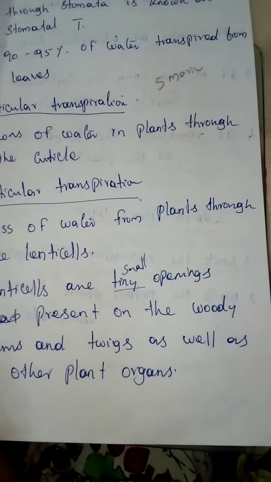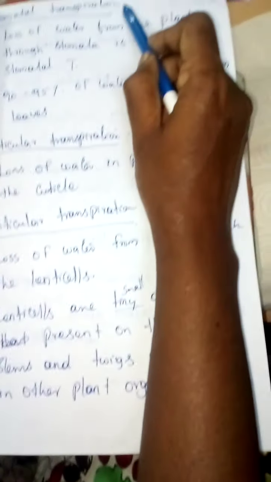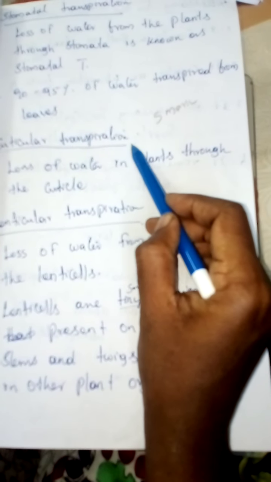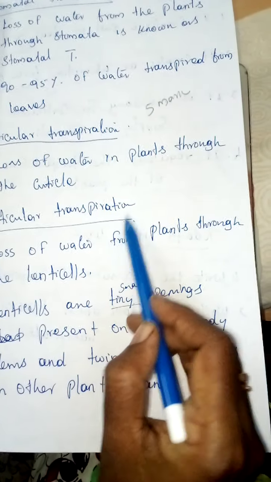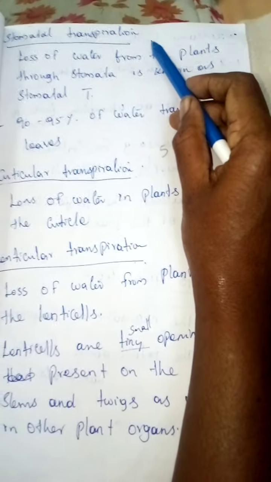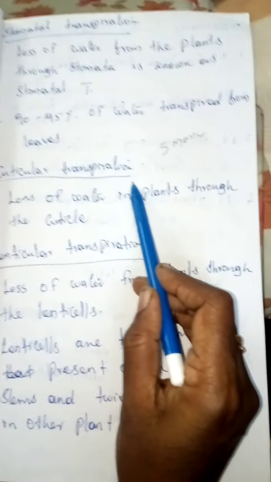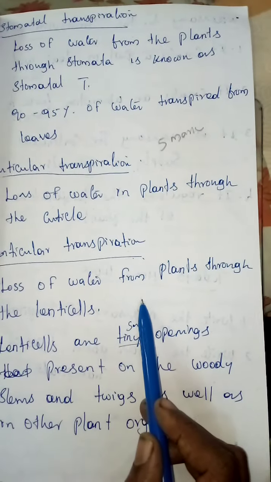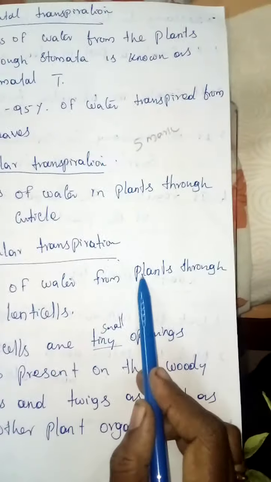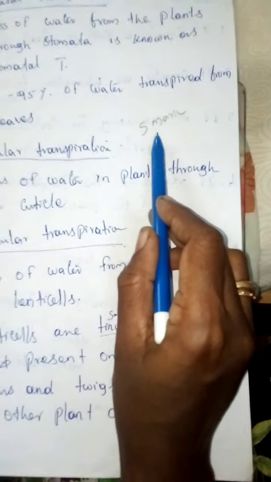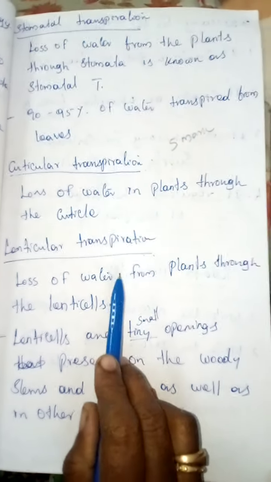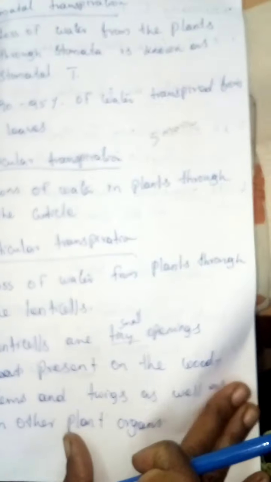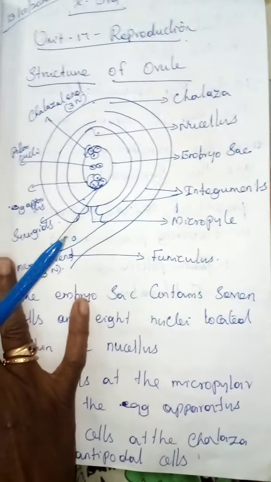So there are three types of transpiration: stomatal, cuticular and lenticular transpiration. Stomatal takes place through the stomata, cuticular through the cuticle, and lenticular through the lenticels. So this is very important to study thoroughly, with explanation also. Okay, now we will see the necessity of transpiration.